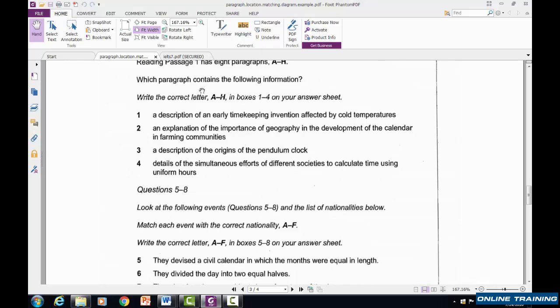Or sometimes it might say which section contains the following information. So it'll say which paragraph contains the following information, or it'll say which section contains the following information. All right?